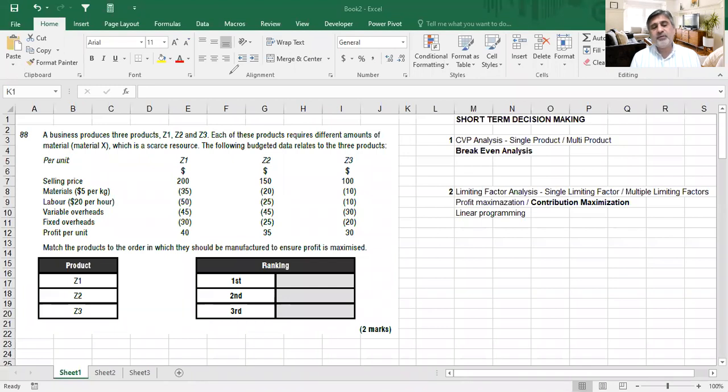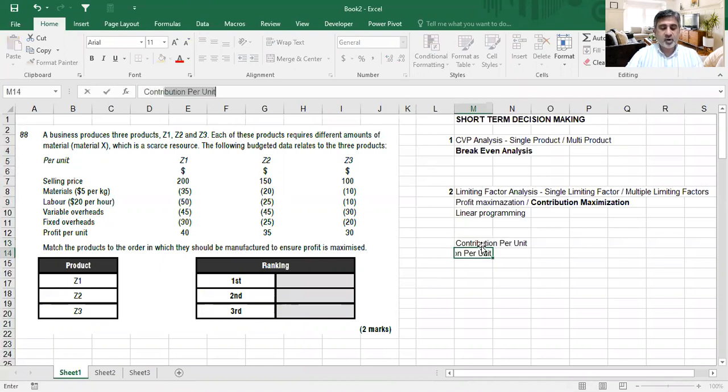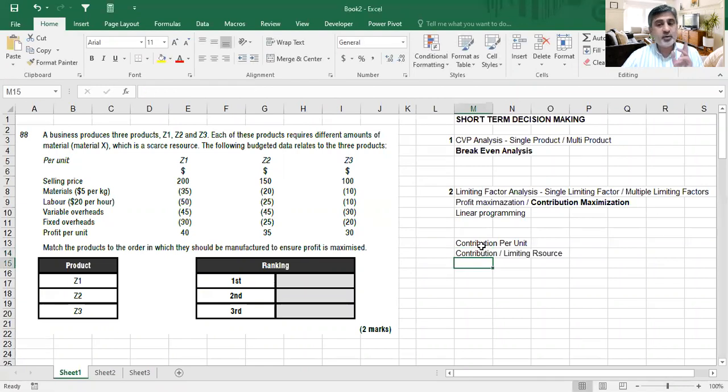You should always make your decision based on contribution. We say contribution per unit. These are two different things. Let me write it down so that you do not forget. Contribution per unit, this is one idea. And contribution per limiting resource, per limiting resource factor. This is a second idea.